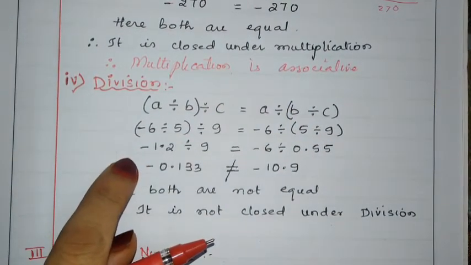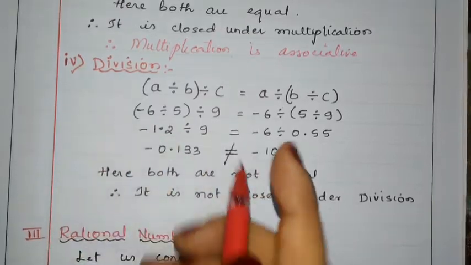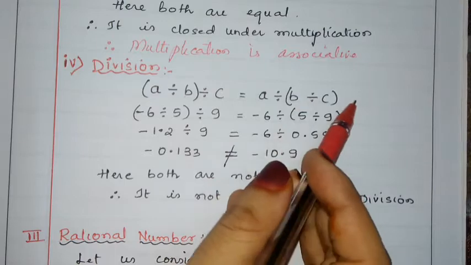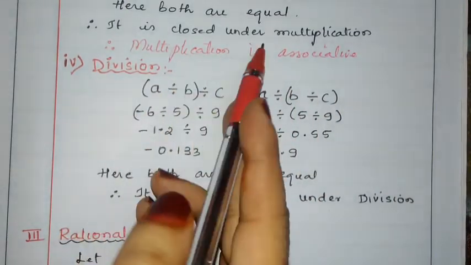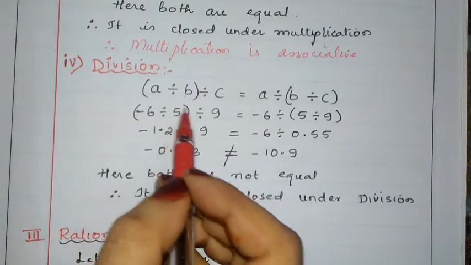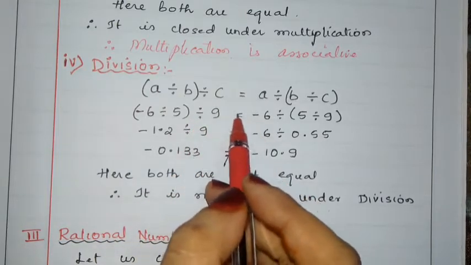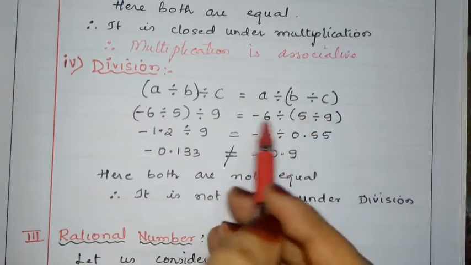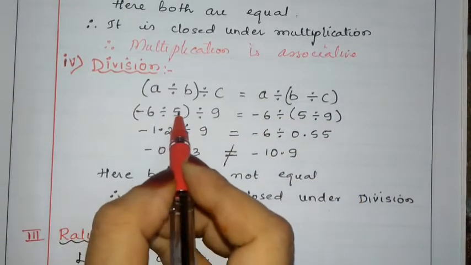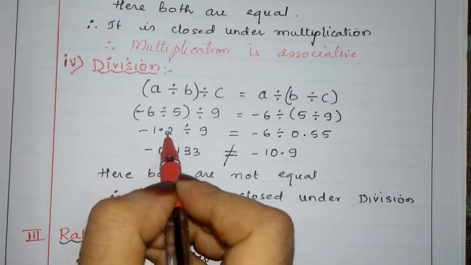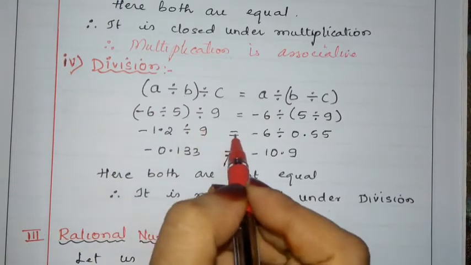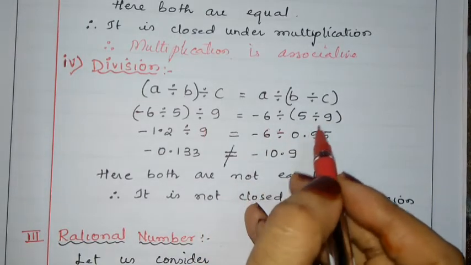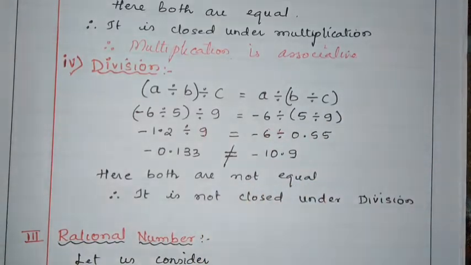Next is division, and the division is again the same. a divide b divide c is equal to a divide b divide c inside a bracket. Minus 6, because a value is minus 6, divide b value 5 divide c value 9 is equal to minus 6 divide 5 divide 9. In a, b, c places we have written these values. 6 divide 5 is 1.2, minus 1.2 divide 9 as it is, equals minus 6 as it is divide 5 divided by 9. If you do, 0.55 we get.